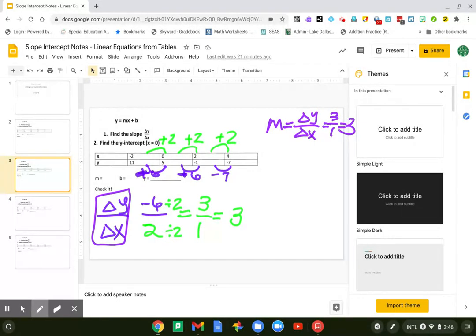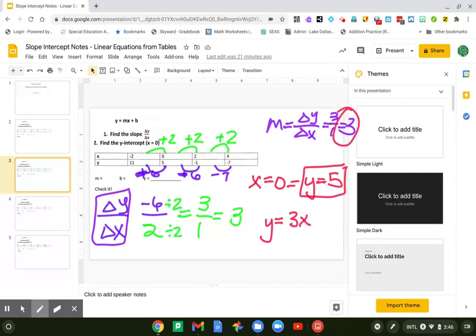So that's my m. When I look at this table, I see that when x equals 0, my y equals 5. So y equals 3x, and I got that from my change in y over change in x, plus 5. So whatever this is right there, your y is this number, always.